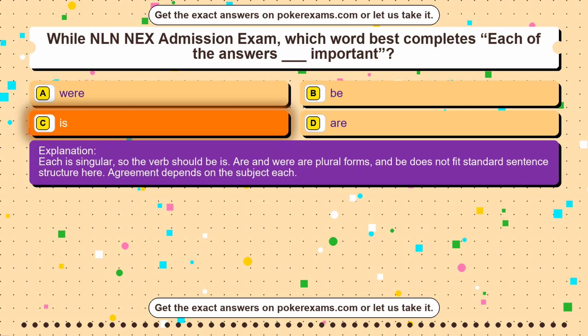Each is singular, so the verb should be is. Are and were are plural forms, and be does not fit standard sentence structure here. Agreement depends on the subject each.